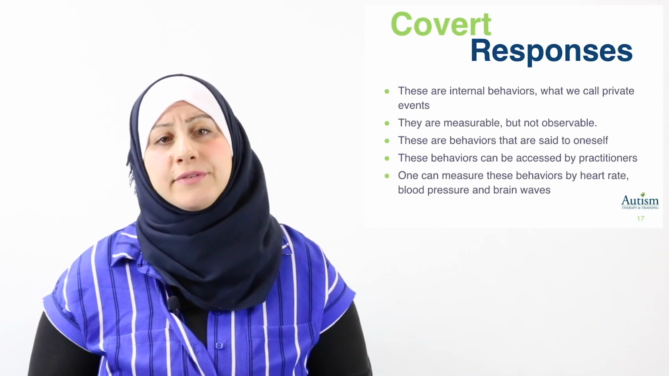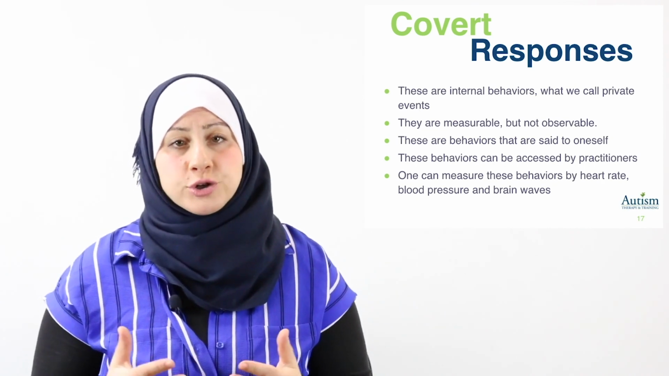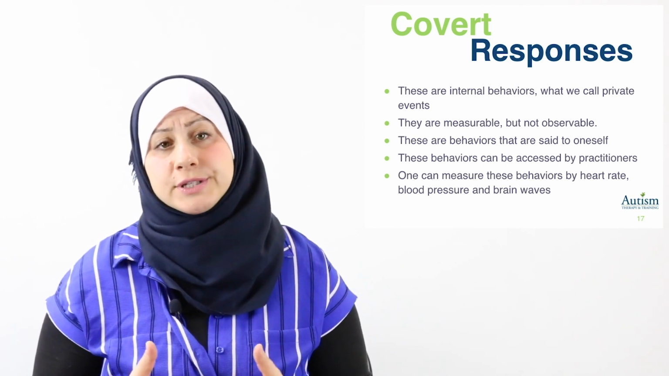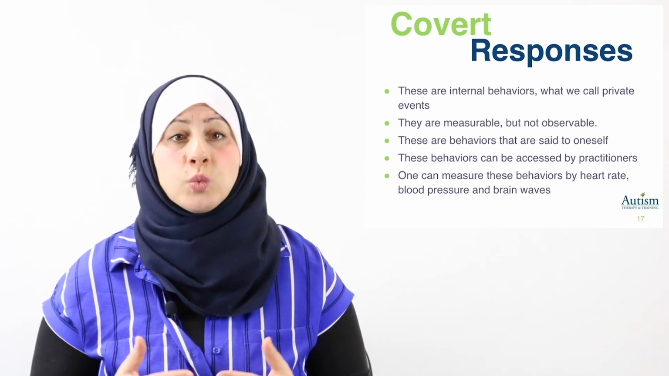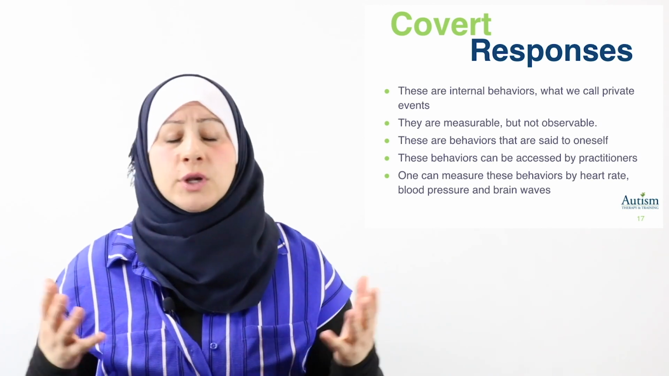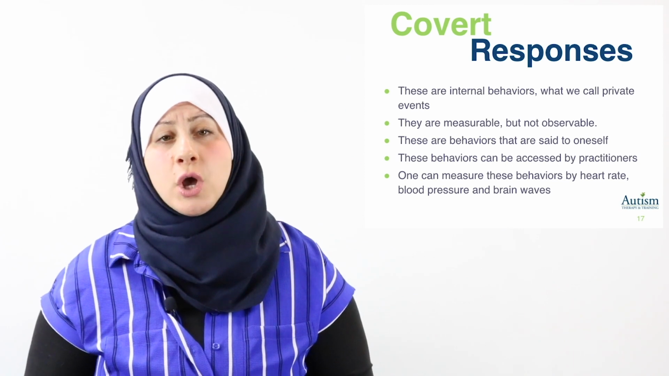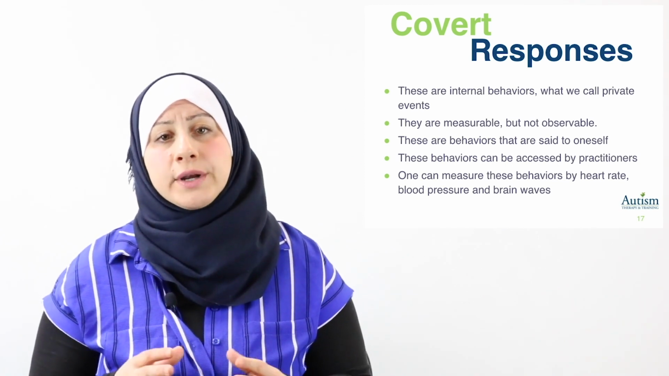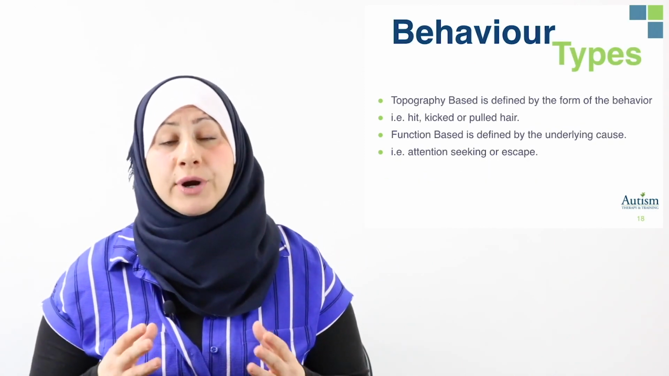Covert behaviors are internal, what we call private events. They're measurable, but not observable. These are things like thoughts, perceptions, beliefs, and emotions. These are behaviors that are said to oneself, such as self-talk or negative statements, such as, "No one loves me." Covert behaviors can be accessed by practitioners when they ask their clients about their feelings or thoughts. One can measure these behaviors by heart rate, blood pressure, and brain waves.